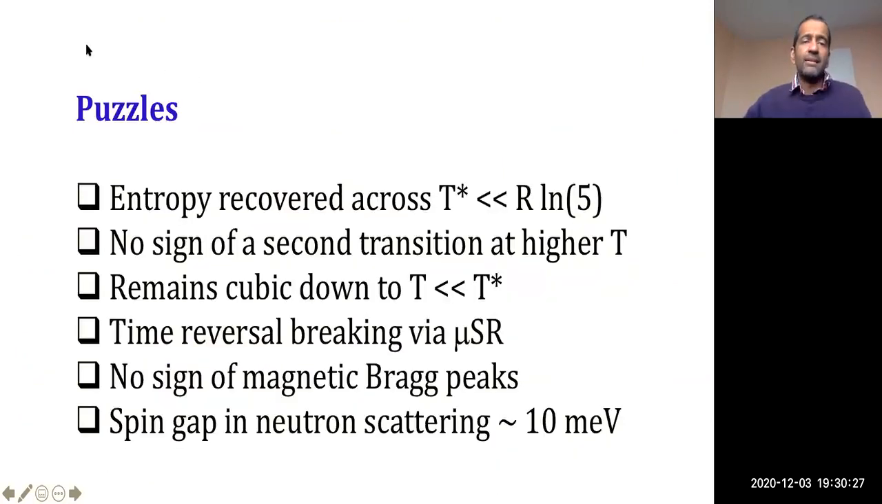So these are then the kind of puzzles that we were looking at, which is, how do you understand this entropy recovery being much less than what you expect? There is no sign of a second phase transition because the crystal stays basically also perfectly cubic down to below this transition temperature. And yet you want to understand why there is no sign of magnetism, even though there is time reversal breaking and there is some spin gap in the system.